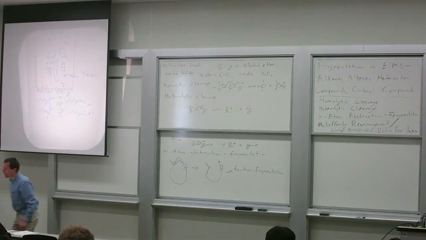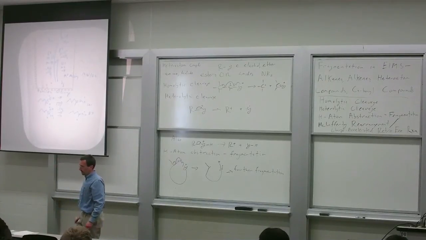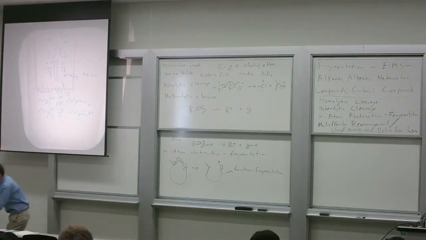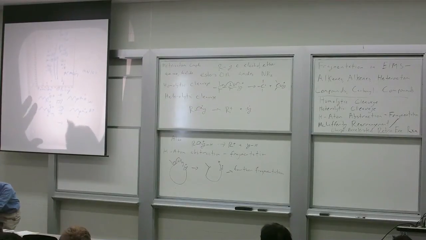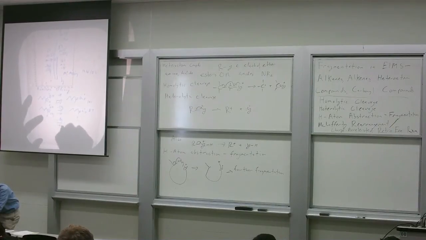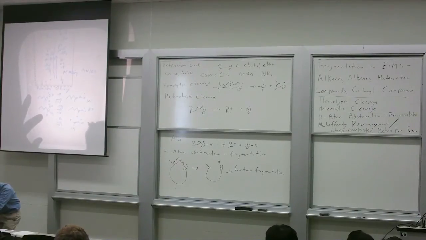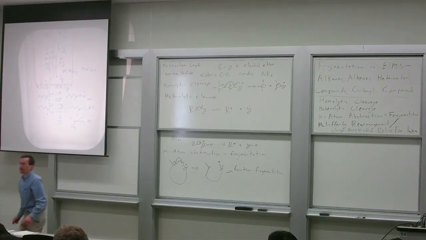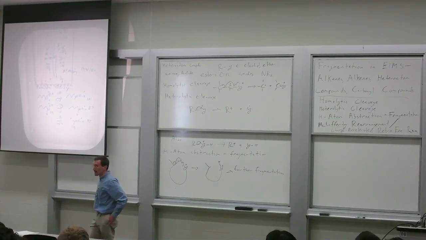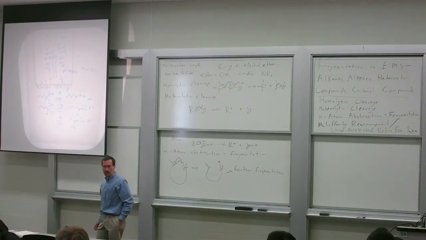Corresponds to our 87 peak. And the same principle with loss of the butyl group from the other side. So that takes us through three significant peaks in the mass spectrum.